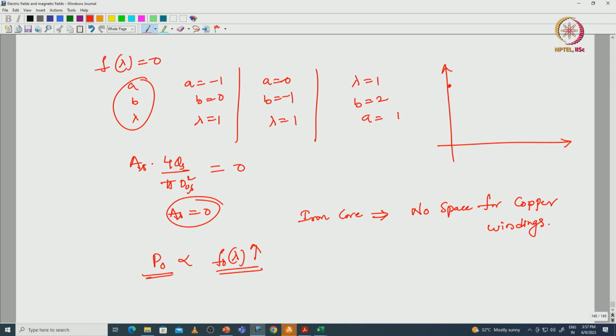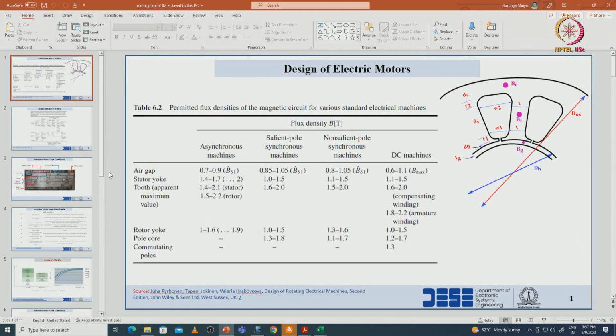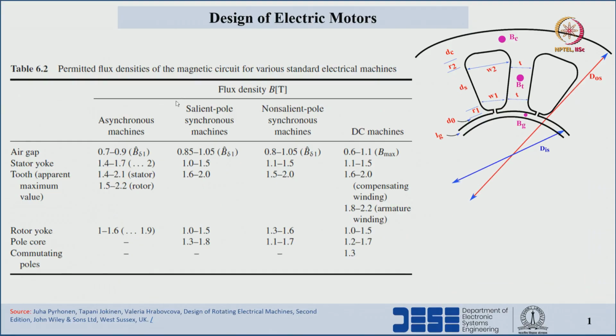So, by considering the different flux density values in different portions or different parts of the iron, we have to maximize this f of lambda. And what are the feasible values for Bg, Bt and Bc with respect to the different parts of iron, we will see now. So, here we can see the maximum possible flux densities with respect to the air gap for induction machine, for salient pole synchronous machine, for non-salient pole synchronous machine and DC machines is presented here.